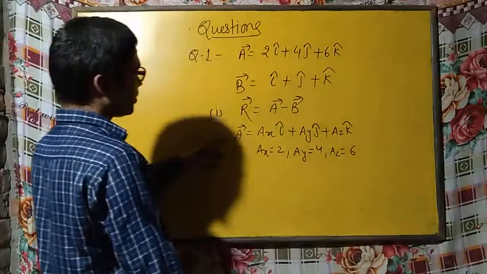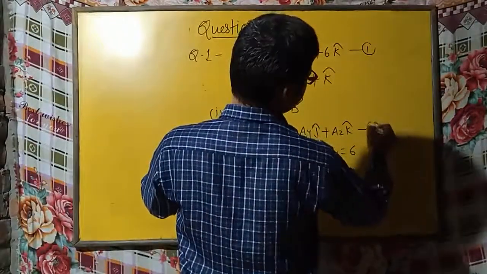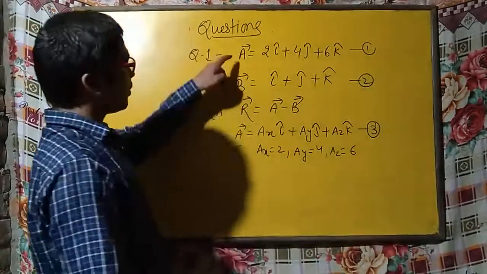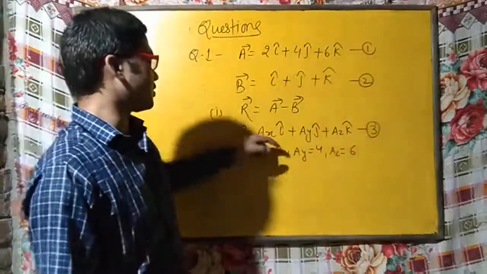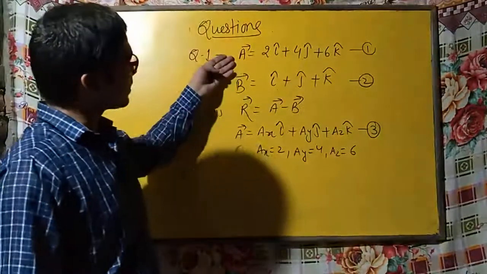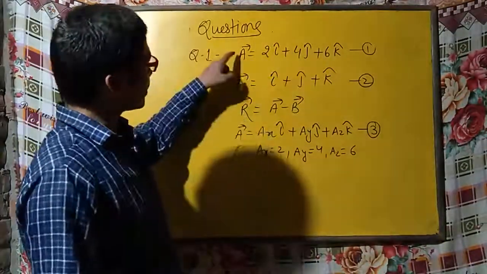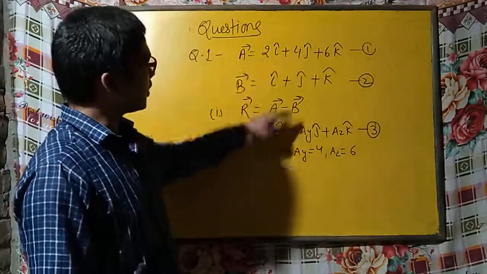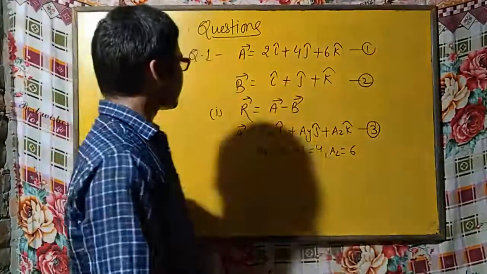You can compare this one with vector number 1. Suppose 1, and this one is 3, this one is 2. So you can compare equation number 1 with 3, because you know vector a is given by this equation ax i plus ay j plus az k, and in the question vector a is given by 2i plus 4j plus 6k. So comparing equation 1 with 3, you will get ax is equal to 2, ay is equal to 4, and az is equal to 6.